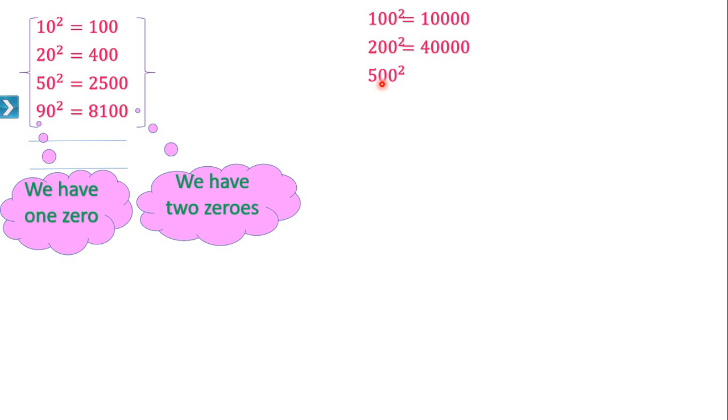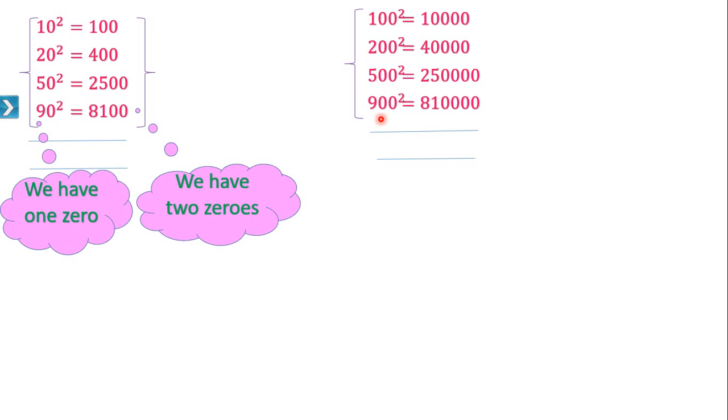500 square. 5 square is 25. Then here we have 2 zeros. So in the square we have to write 4 zeros at the end. 1, 2, 3, 4. That is 2,50,000. 900 square. 9 square is 81. And here on the left hand side we have 2 zeros. While we square it, we will get 4 zeros. So we have to write 4 zeros at the end. Write two more examples of a square of a number which ends with 2 zeros.